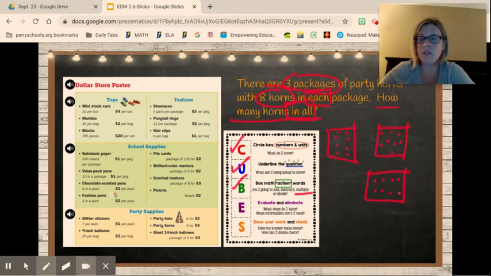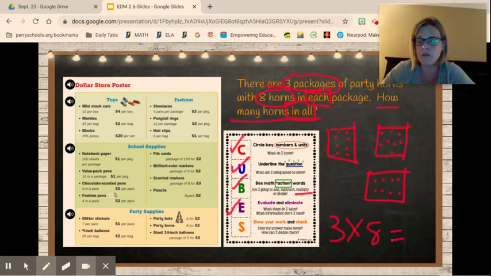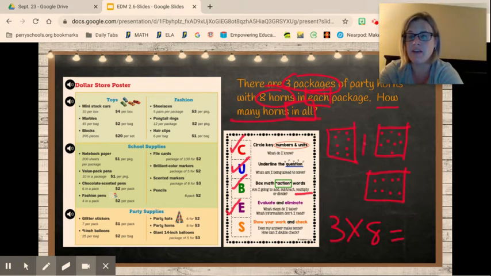I remember wanting to use a multiplication number sentence, so I need to write that out. So I'm going to go ahead and do 3 times 8 equals, and I could do a couple things. If I knew my multiplication facts, I could just write the answer down. I could count each of those dots, or I could just add these together.